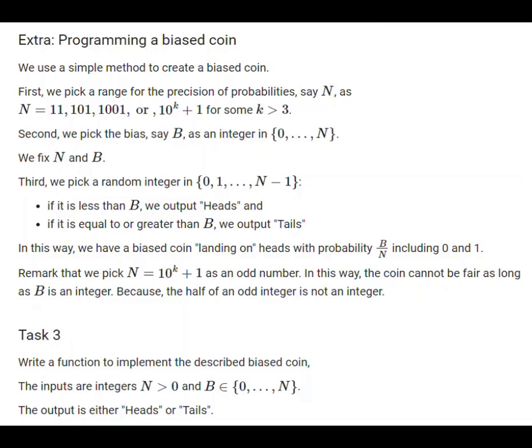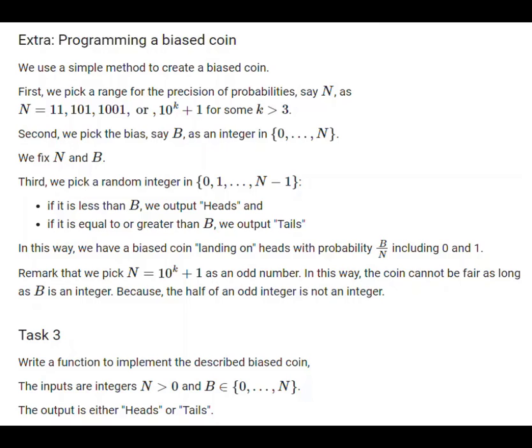Note that we pick n equals 10 to the power of k plus 1 as an odd number. In this way, the coin cannot be fair as long as b is an integer, because half of an odd integer is not an integer, it is a float. Task 3. Let's write a function to implement the described biased coin. The inputs are integers n greater than 0, and b is an element of the set which ranges from 0 to n. The output is either heads or tails.